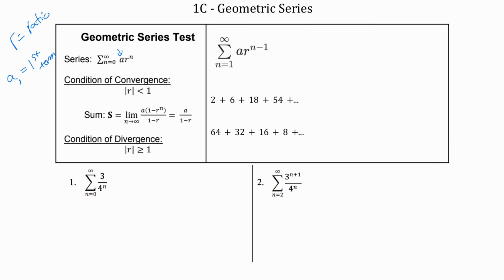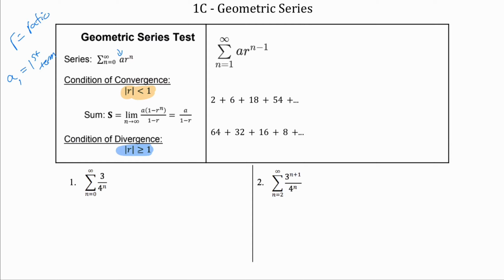Now, a condition for convergence of a geometric series test is that if the absolute value of the ratio is less than 1, our series is going to converge. If the absolute value of the ratio is greater than or equal to 1, the series is going to diverge. What's interesting about this is it's basically the opposite of what we saw from the p-series test, so we do have to be careful with these rules, but just keep that in mind.